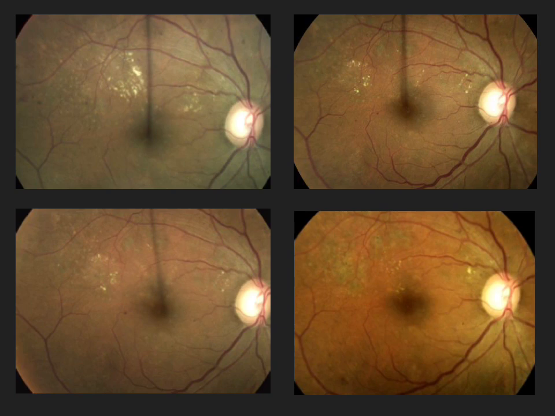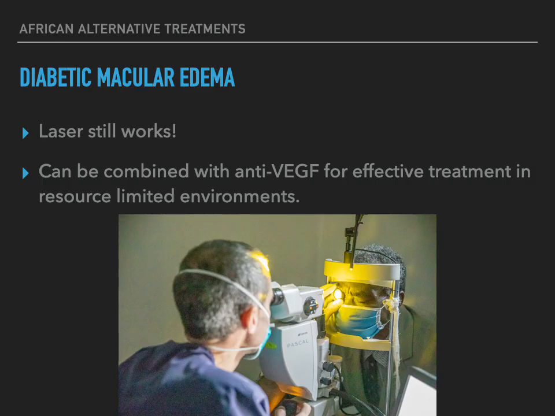And this is just one patient followed over 2 years. You can see the macular edema and hard exudate in the upper left picture, and after focal grid laser, slowly both of these have resolved over 2 years. Believe it or not, laser still works, and it can be combined with anti-VEGF treatment for effective treatments in a resource-limited environment.